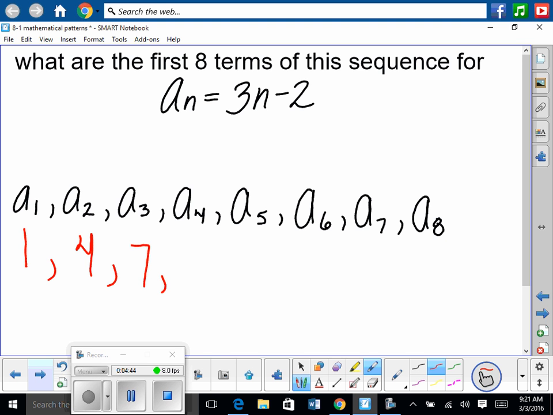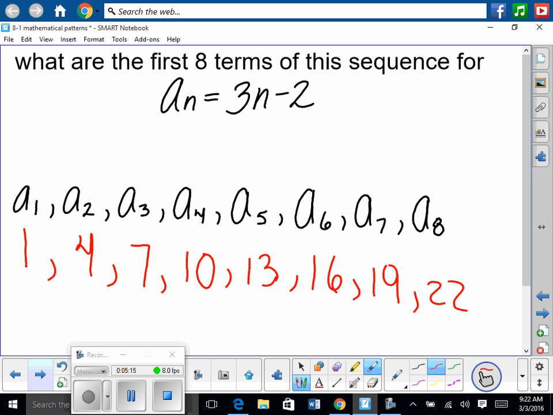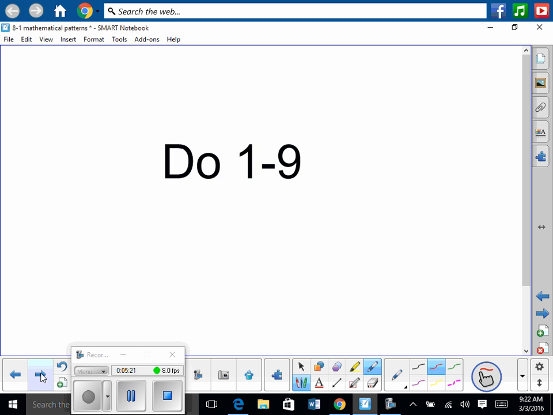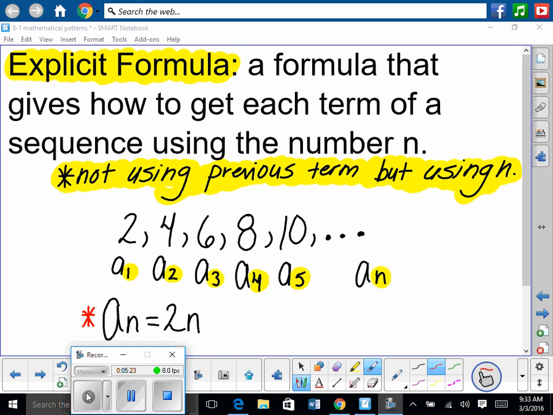Okay, let's plug in 4. So 3 times 4 is 12 minus 2 is 10. Okay, awesome. And then let's do 5. So 15 minus 2. Right? And then 7 times 3. Okay, and then 8 times 3, 24 minus 2 is 22. So we now have a sequence built, and that would have been the formula to get each of these. Does that make sense, everybody? Okay, awesome. So now I want you to do 1 through 9. Go. Okay, so I need you to bring it back to me now.